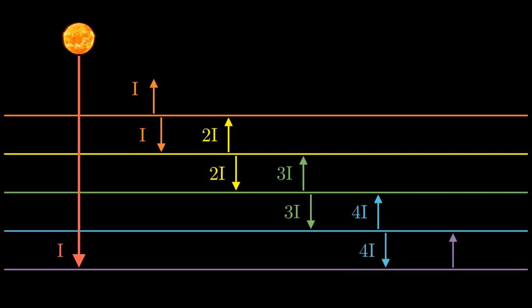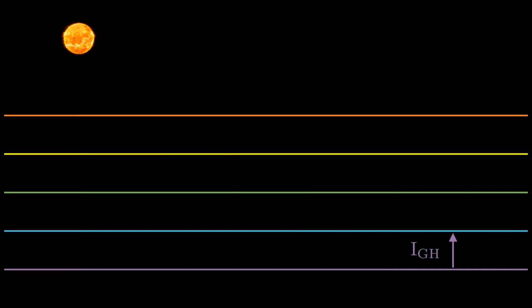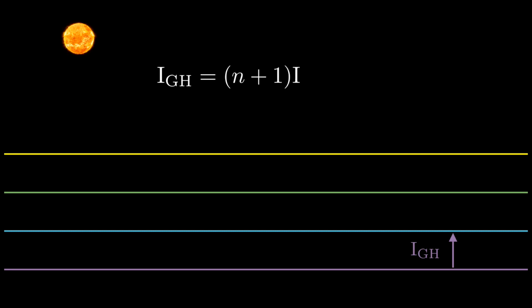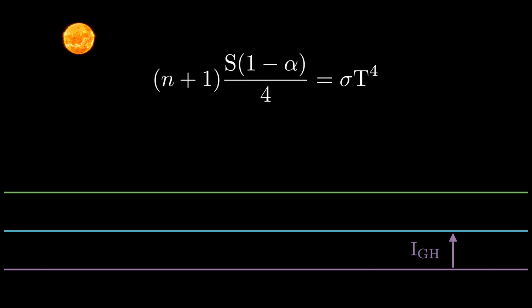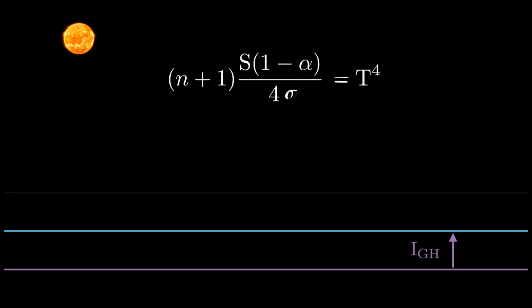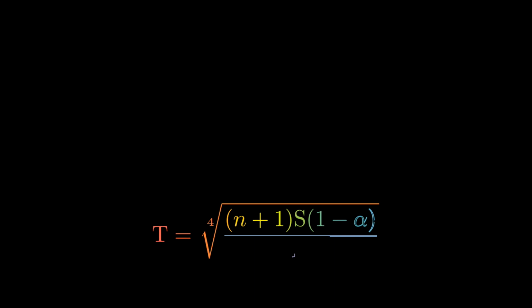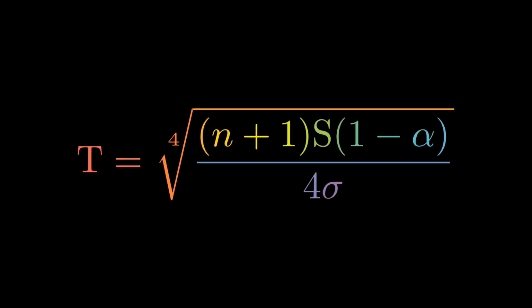This last intensity, the intensity emitted by the surface of the Earth due to the greenhouse gases, is equal to the incoming solar intensity I times the number of atmospheric layers plus 1. To make this fit with our old model, we can replace the solar intensity with its albedo-dependent expression from earlier. And since we're assuming that the Earth itself is a black body, we can apply the Stefan-Boltzmann equation one last time to find the temperature as we experience it on the surface of the Earth. From here, we can just do a little bit of algebra, and voila! There you have it, a model for the Earth's temperature depending on the global albedo and the greenhouse effect.